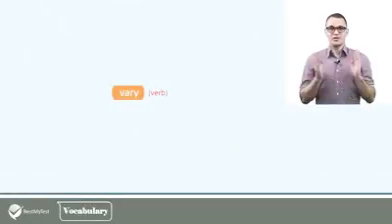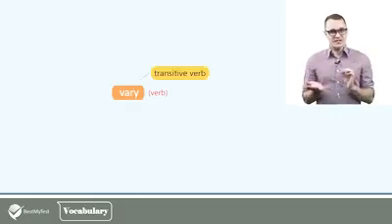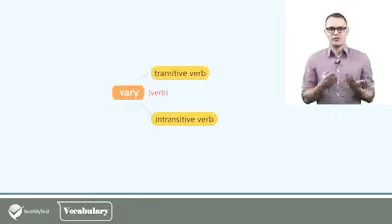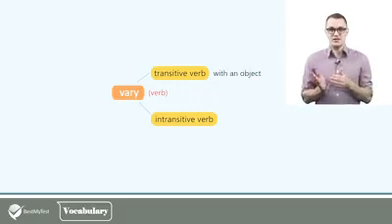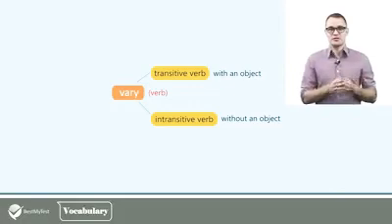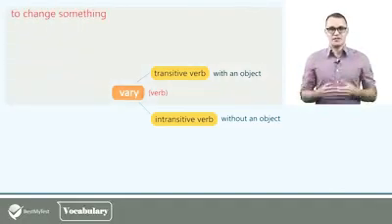In the first group, we will start with the word vary. The verb vary can be used as a transitive or intransitive verb. For those who are not familiar with these terms, transitive means with an object and intransitive means without an object. When it is used as a transitive verb, it means to change something.